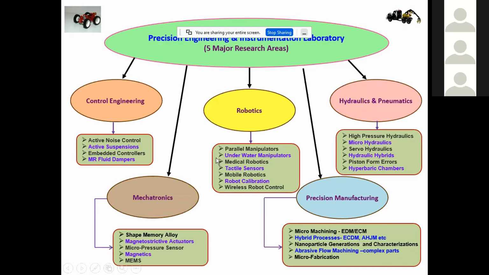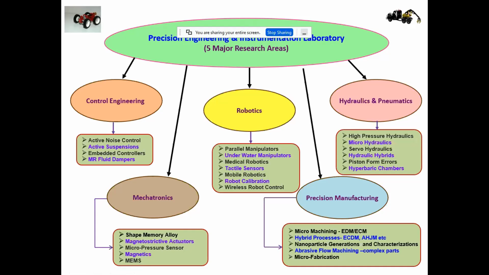You'll see here in robotics, our scholars are working on the parallel manipulator, underwater manipulator, medical robots, tactile sensors, mobile robotics, robot calibration, and wireless robot coordination systems. Then here, most of the work is on the application of advanced technology like artificial intelligence, deep learning, and machine learning in coordination of multi-robot systems.